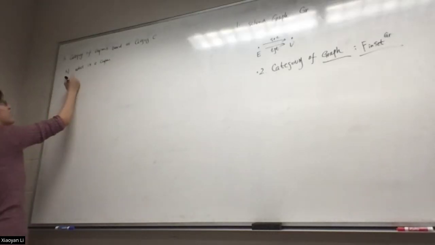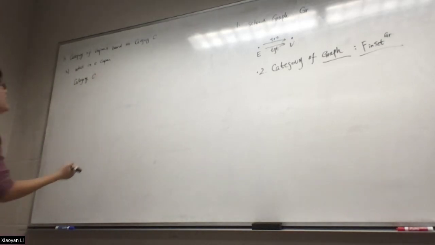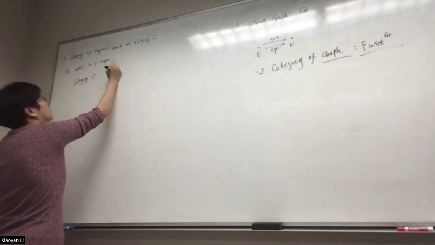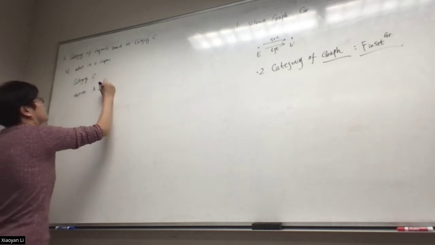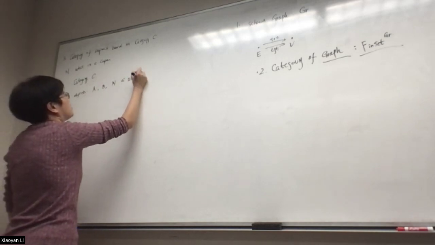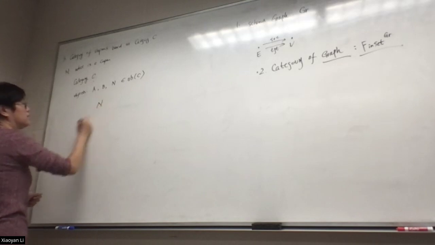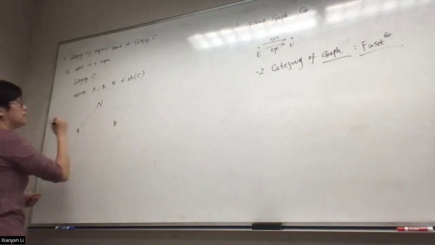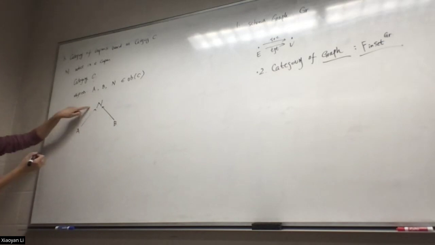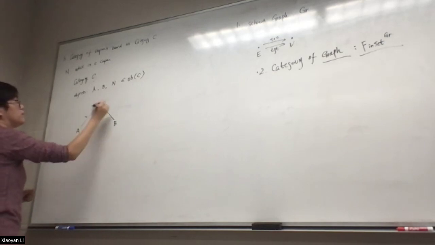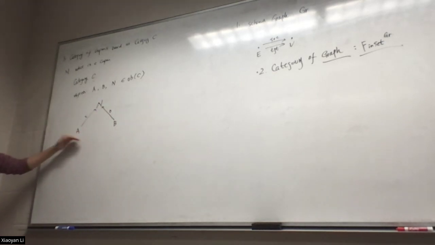Let's see, if we have a category C, and in category C we have three objects: A, B, and N. Those are objects of category C, and we will see some structure like this. I have a morphism from A to N and a morphism from B to N. Maybe I can name the morphisms i and o. Then this structure is a Cospan in category C.